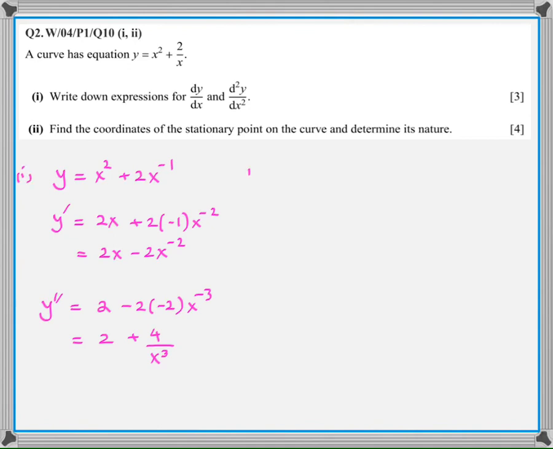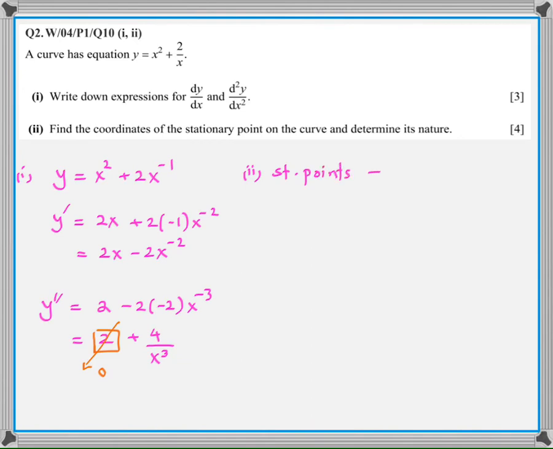I think I made a mistake. Let me correct my mistake. Have you realized what mistake I have made? The mistake that I made is this thing. Derivative of 2 is not 2. Derivative of 2 is 0. Let's move on. And I'll have to correct the mistake again.